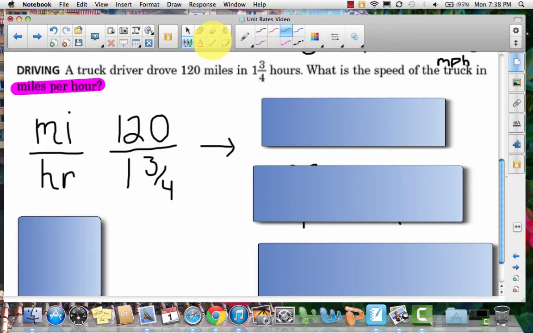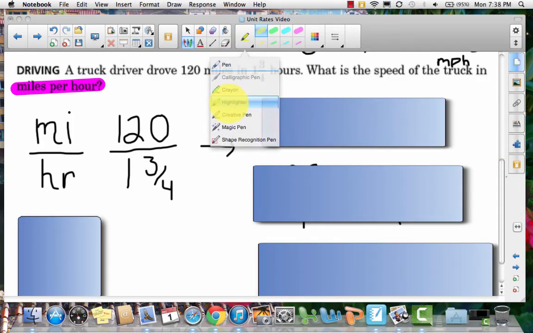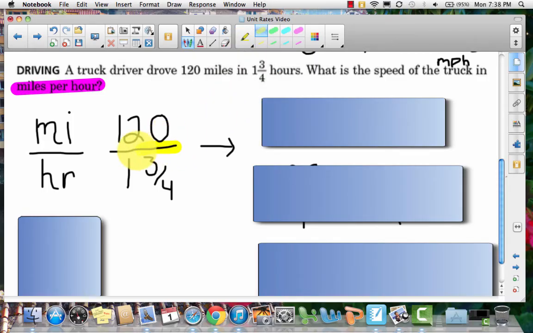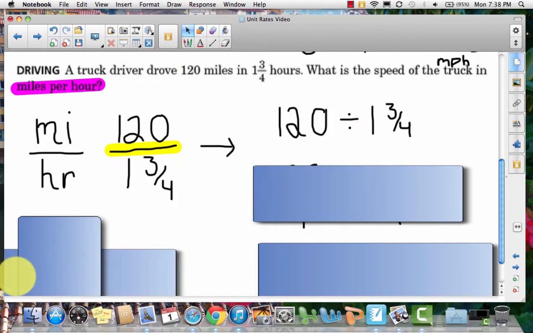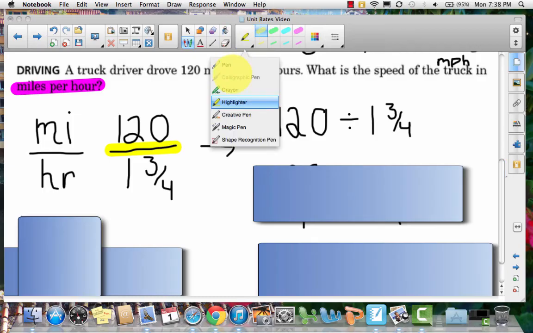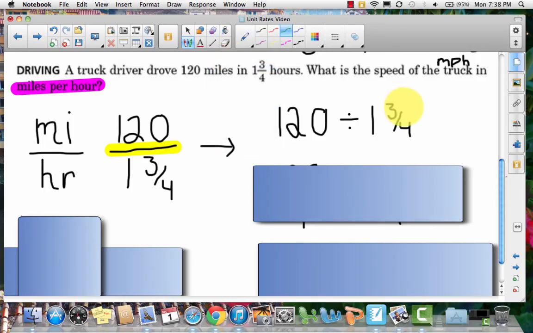And again, when I look at a complex fraction, the big fraction bar in the middle is just showing me division. So another way of looking at this problem is 120 divided by 1 3/4. And just like before, when I have a mixed number, I need to make it improper before I can divide. So I MAC it. 4 times 1 is 4. Add the 3 makes 7. Keep the 4. So it becomes 7/4.